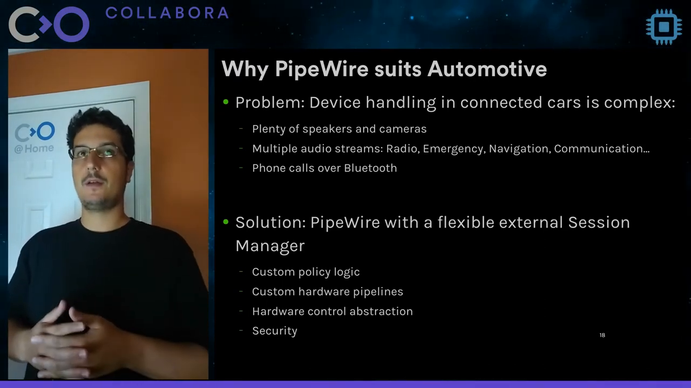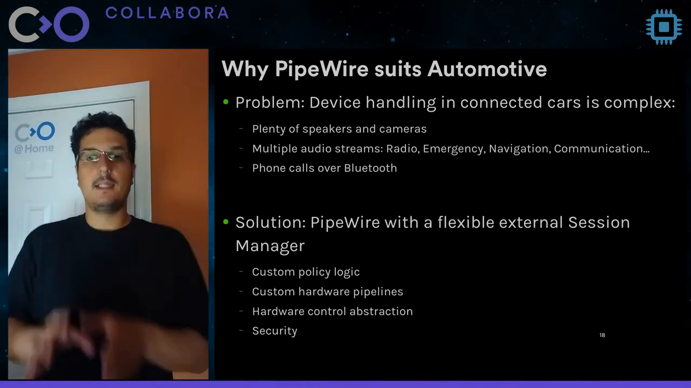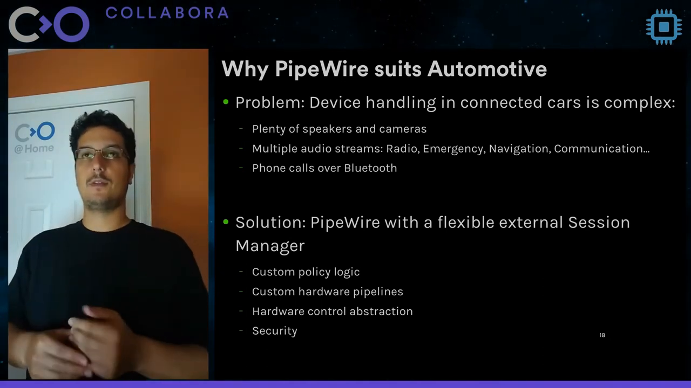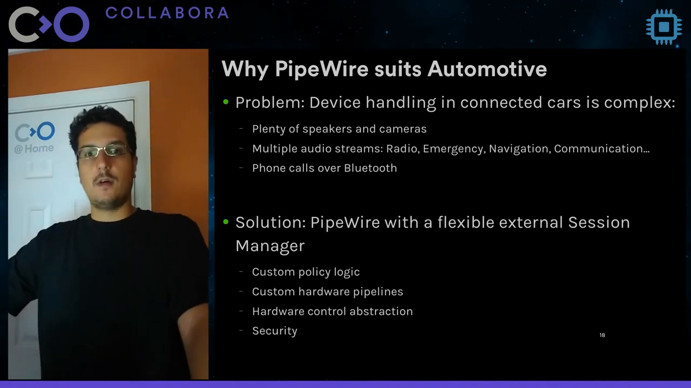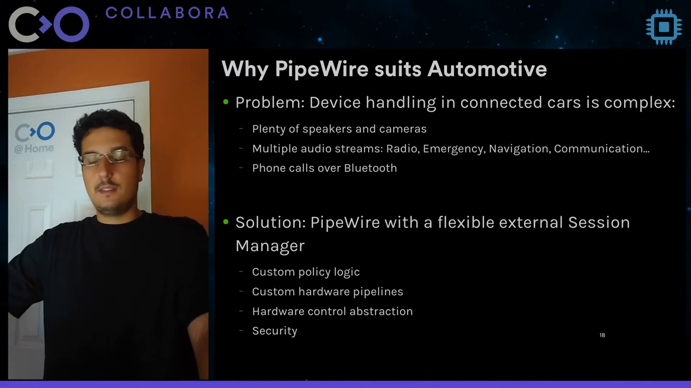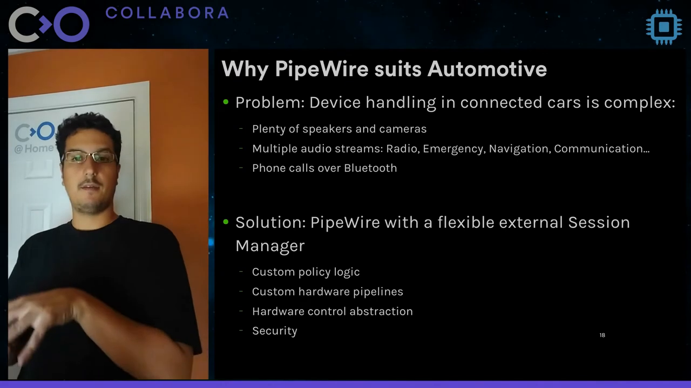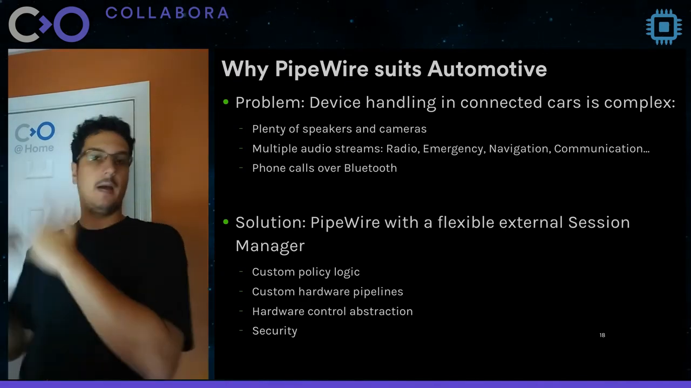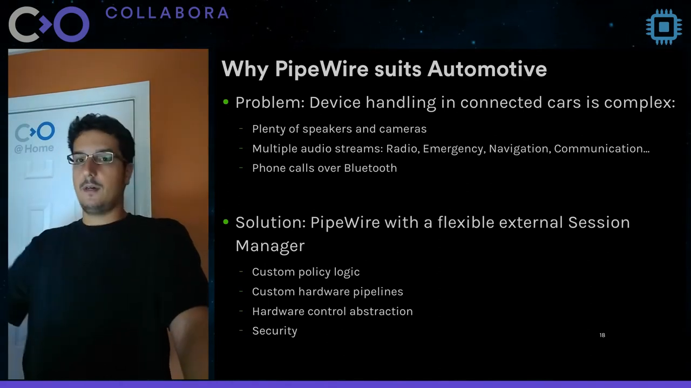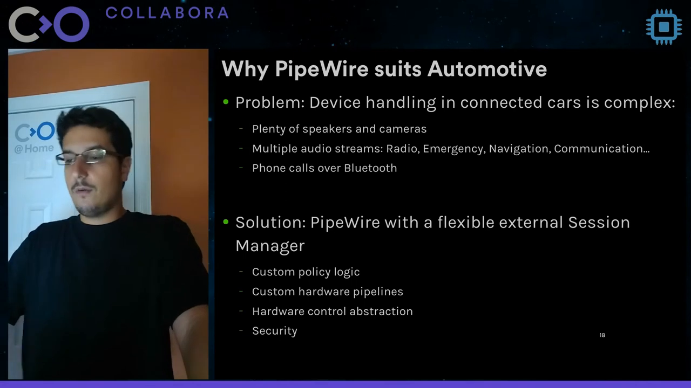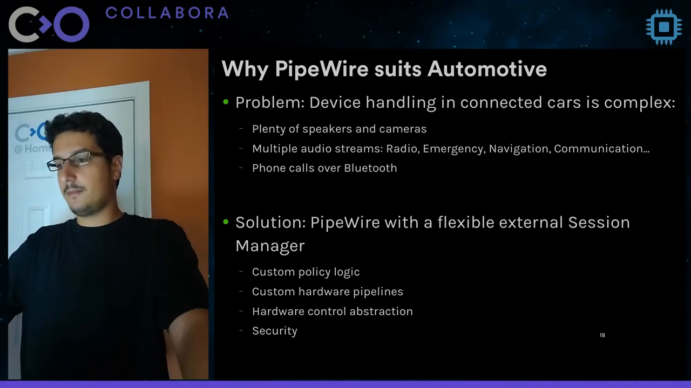So for example, you can use the navigation at the same time as listening to music, and you can even have, for example, your Bluetooth paired to the car while you're speaking when driving. So all this audio needs to be handled properly. And you might want to just play, for example, the navigation on the front speakers of the car, but not on the back speakers. Or maybe you want to use the back camera when you are going backwards and not when you're going forward. So again, plenty of devices, plenty of speakers, plenty of streams.